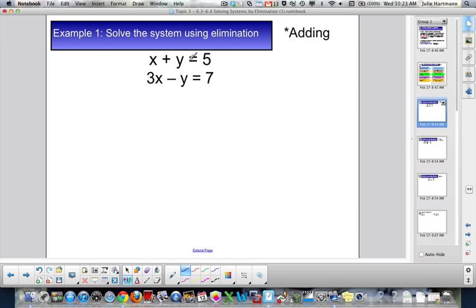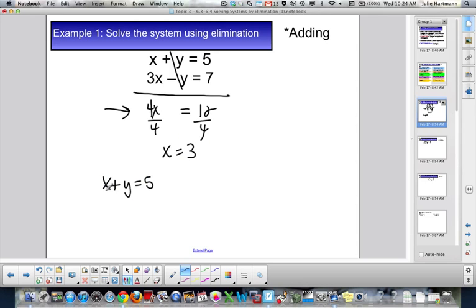This one right here, we have x plus y equals 5, 3x minus y equals 7. If we just add, x plus 3x is 4x, y plus negative y is 0. Y is eliminated. 5 plus 7 is 12. Now we have an equation in terms of one variable we can solve. 4 times x is 12, so divide by 4, we get x equals 3. From there you take one of your equations. If x is 3, 3 plus y is 5, minus the 3, we get y equals 2. So we have the point 3, 2.